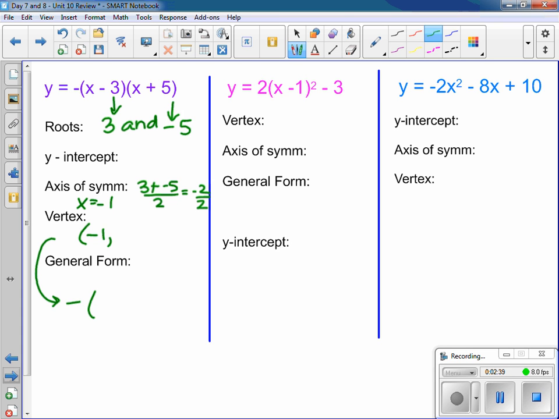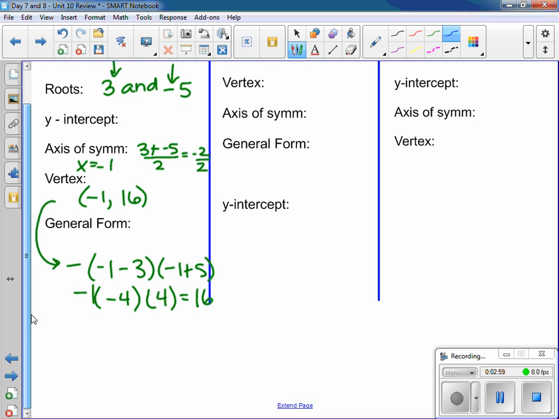So all we're going to do to find the rest of the vertex is plug it in. So I have negative x minus 3, x plus 5. And I'm going to plug in negative 1. So I get negative times negative 4, which is really negative 1 up front, times 4, which gives you positive 16. So the vertex is negative 1, 16. And then the last step is to convert to general form.